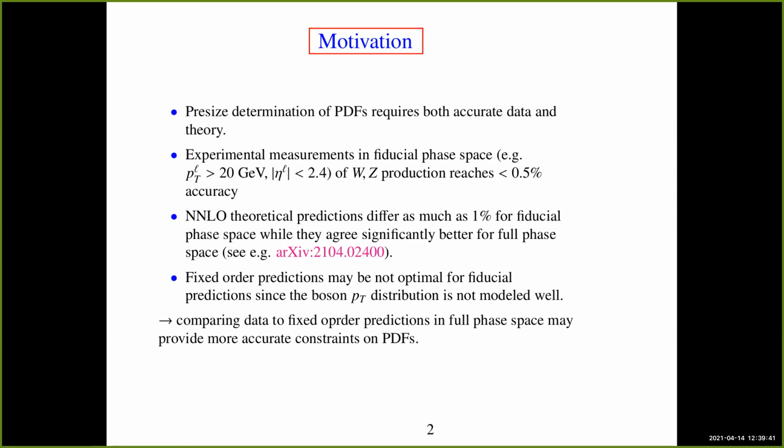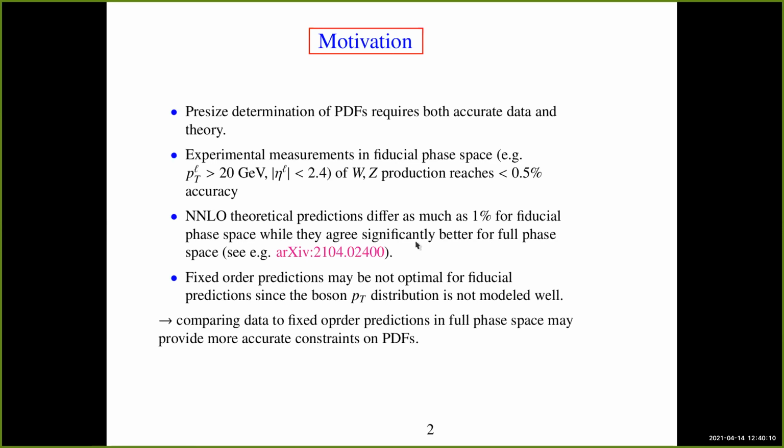On the other hand, if we look at next-to-next-to-leading order theoretical predictions and start comparing in the fiducial phase space, we may see that there are differences, and there is a very recent analysis of that on the arXiv. This is probably related to the way the subtraction scheme is performed. Subtraction is performed, but nonetheless, there is a problem.